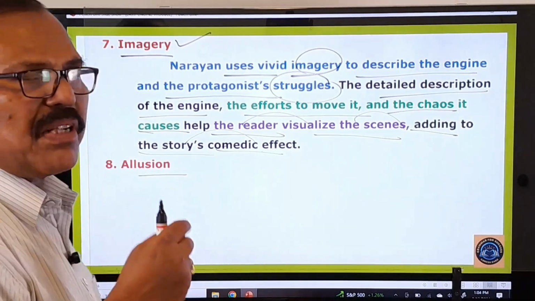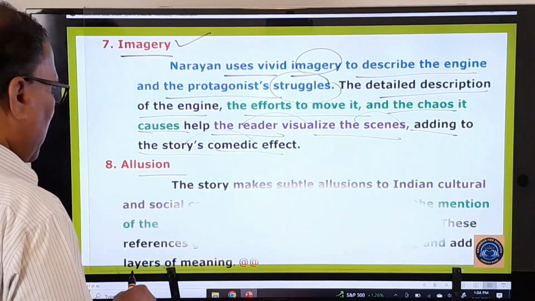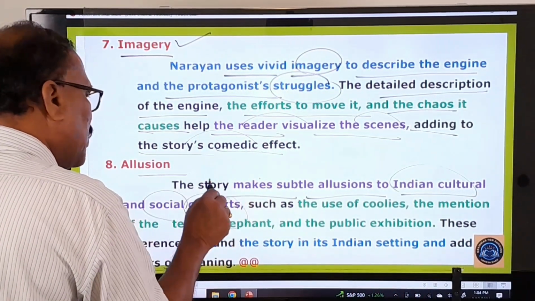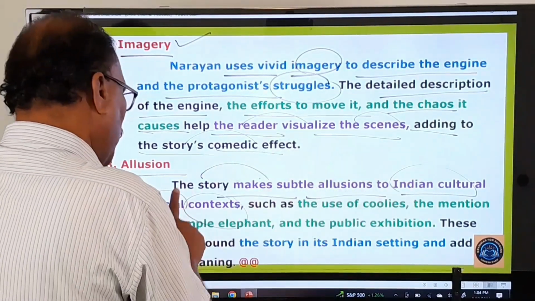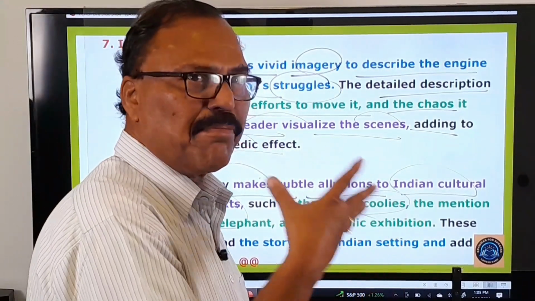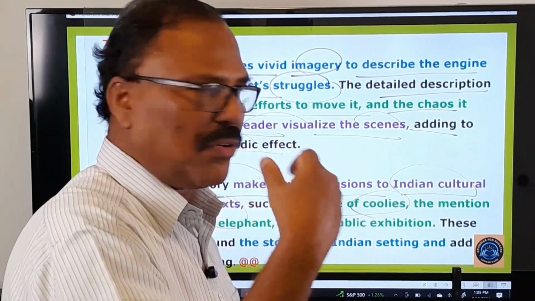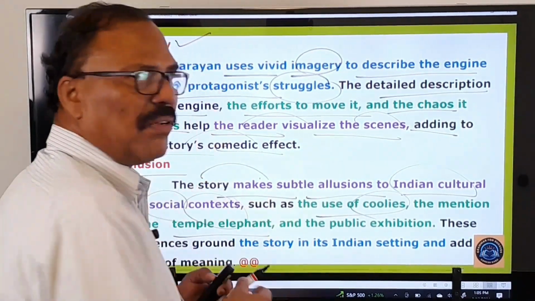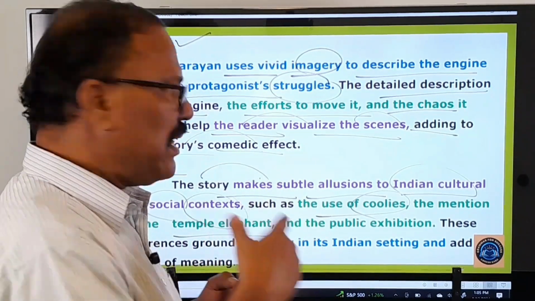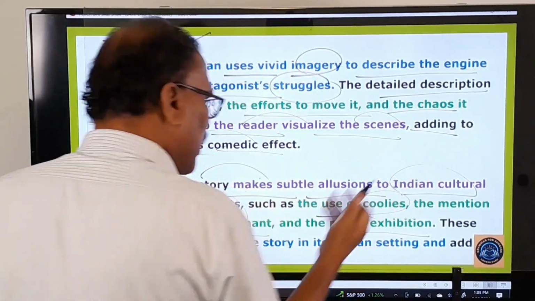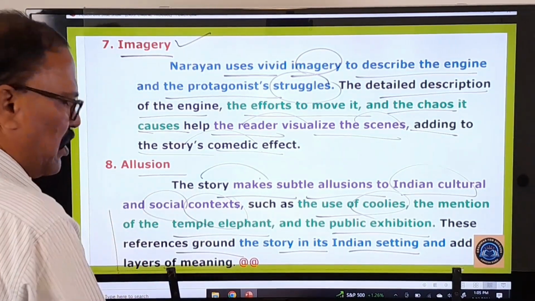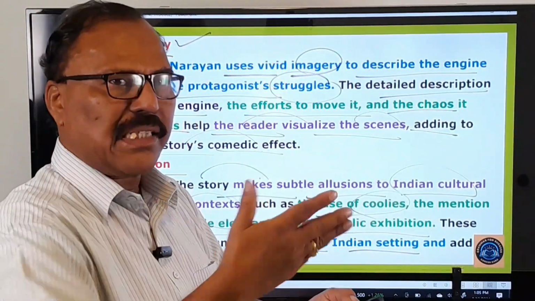Allusion is here. Allusion means what? Allusion means reference. So here what kind of reference is given here? The story makes subtle allusions to Indian culture, Indian cultural and social context. This story refers to Indian cultural and social context, such as the use of coolies. It is Indian culture. Whenever you need to do some bigger thing, you hire some coolies. That's Indian culture. The mention of the temple elephant, you taking the help of the temple elephant, will also indicate Indian culture. The public exhibition is Indian culture. These references ground the story in its Indian setting and add layers of meaning. So all these things tell us that this story is entirely set in the Indian culture.